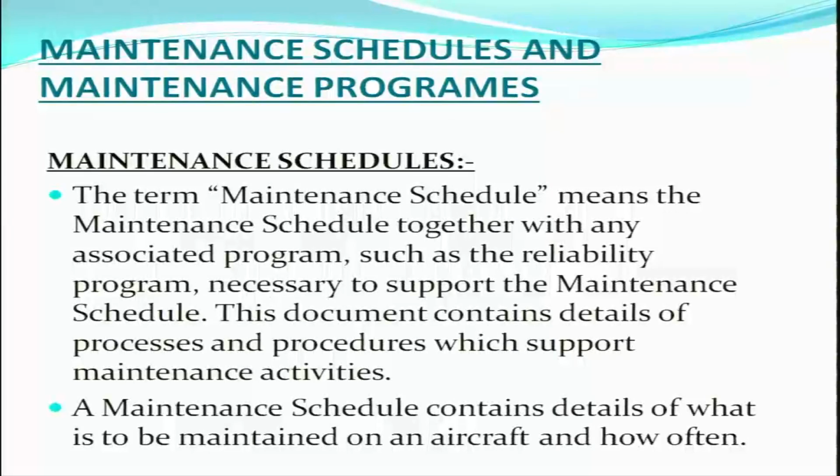Now, how often that particular schedule is to be carried out, what is the inspection frequency, and what is to be maintained. The inspection frequency can be in the form of hours of aircraft operation or a calendar period. Depending on the complexity of the system and on past experience, the inspection frequencies are decided. So, the maintenance schedule will clearly mention what is to be maintained, what is to be inspected, what maintenance is to be carried out, and how often it is to be carried out.